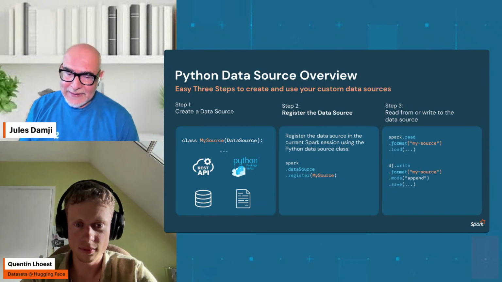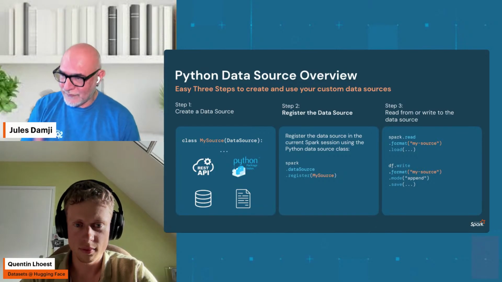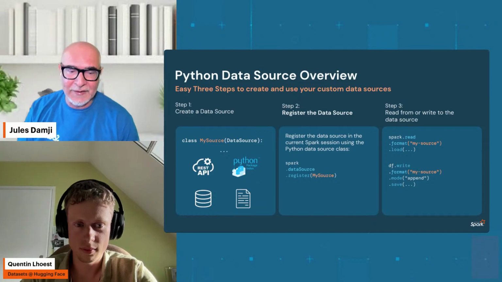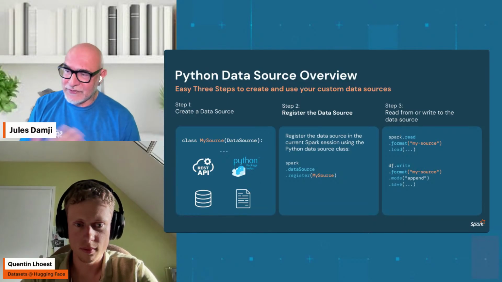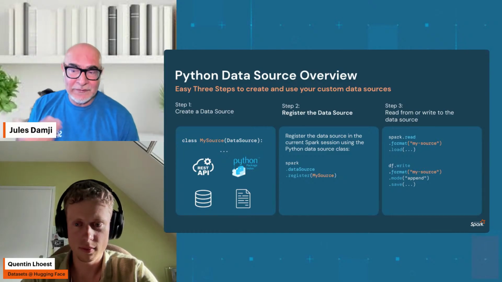Once you've actually created your data source and implemented all the class methods, the second thing is that you register that particular data source, just as you would register a UDF. If you're using a UDF in your Python application, you register the UDF. Over here, you register the data source. And this is where you actually provide the name of the extended class. And once you have done that, the third step is that you would just use it regularly, like you would use your regular built-in data source.